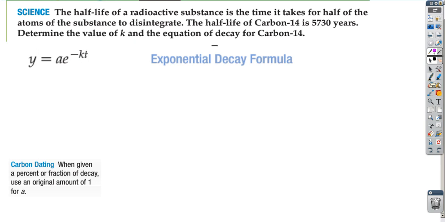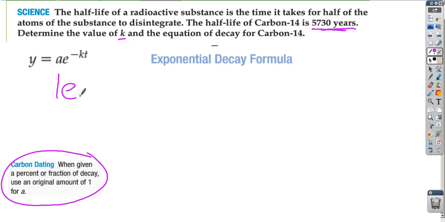But anyway, the half-life of carbon-14 means that half of its amount decays away every 5,730 years. Determine the value of K and the equation of decay. Okay, and this is important right here. When we don't know what the original amount is, and right here we don't know, we use an original amount of 1, because 1 represents 100%. So we start with 100% of whatever amount of carbon we have. So 1 stands for 100%.